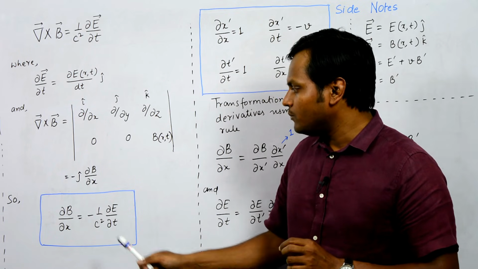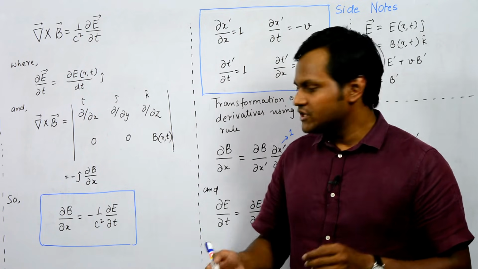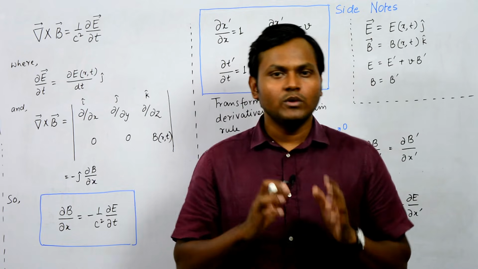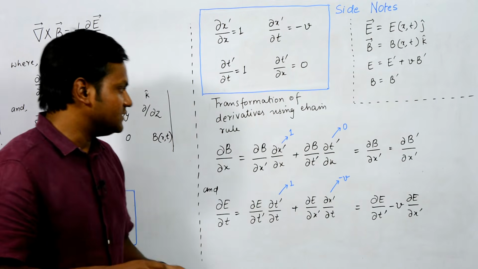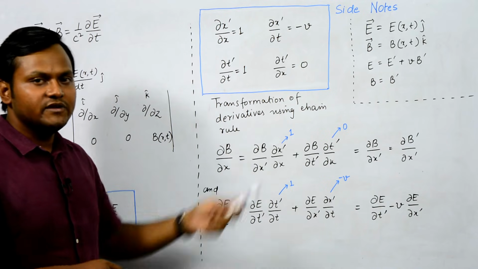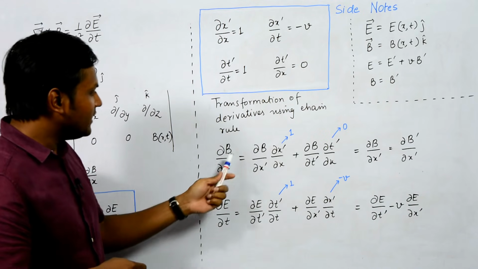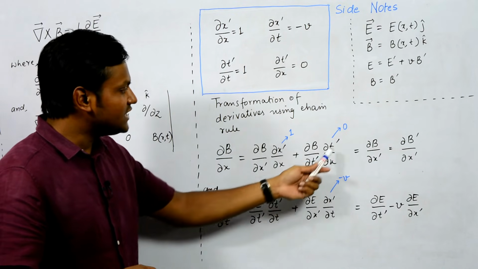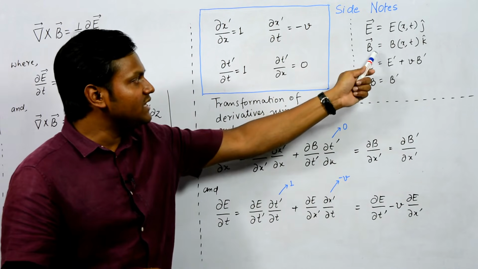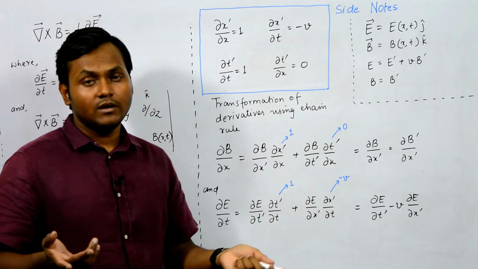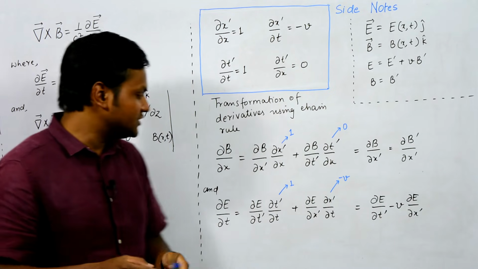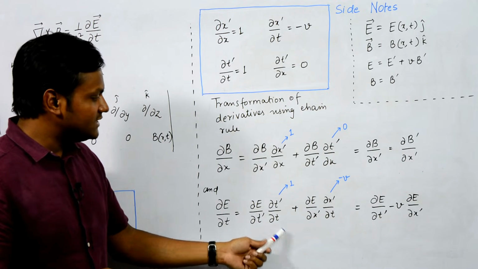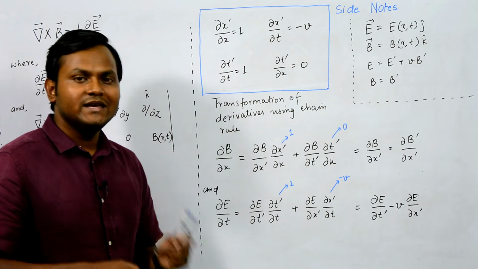Now I want to transform the B and the E to B dash and E dash, and I also want to transform from x, t to x dash and t dash. To make that transformation, first we have to look at the transformations of the derivatives, and for that we make use of the chain rule. So I write del B by del x as del B by del x dash times del x dash by del x, plus del B by del t dash times del t dash by del x, because B is dependent upon x and t, and obviously it is also dependent upon x dash and t dash. Similarly, I write del E by del t as del E by del t dash times del t dash by del t, plus del E by del x dash times del x dash by del t.